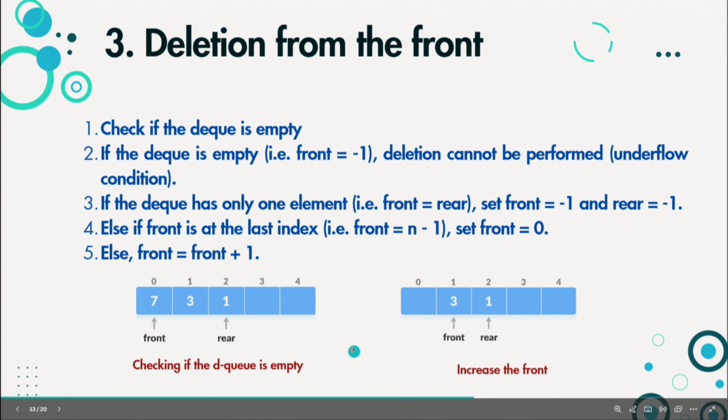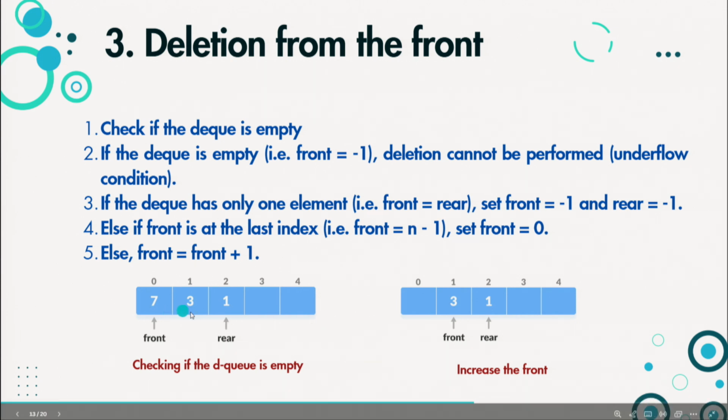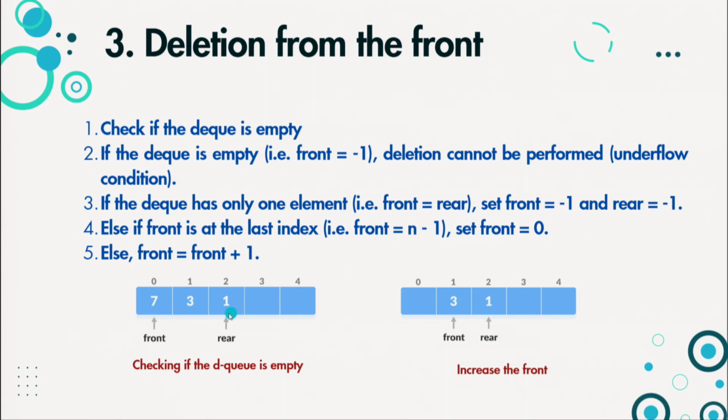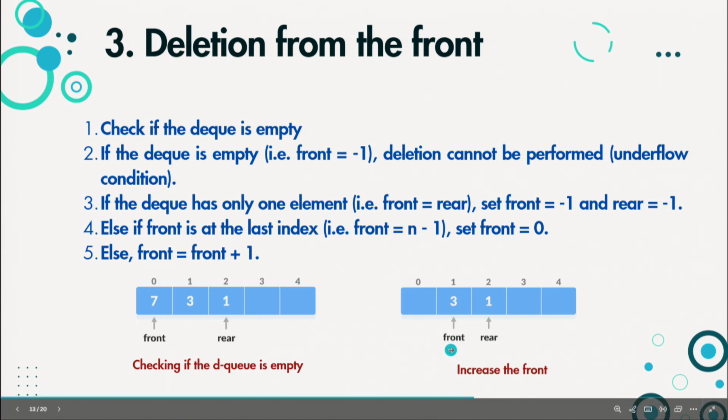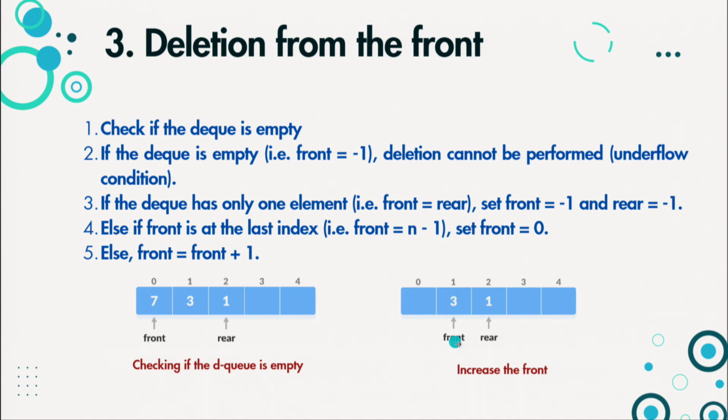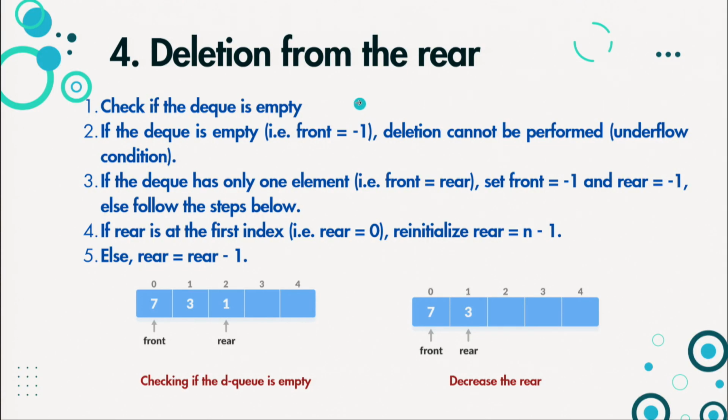So, we have an example here, the same DQ with 3 elements. Now, I want to remove the element at the first position. So, here we have to remove this, and so hereafter front should point to the next element which is 3. So, we are incrementing front by 1. So, we are applying step 5 of this algorithm, and we have front pointing to position 1 in this DQ. And the fourth operation is how to do deletion at the rear end of the DQ.